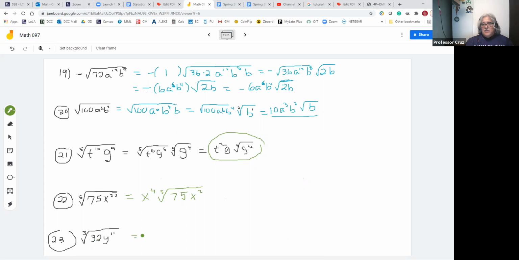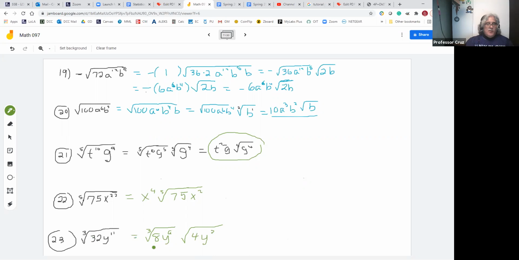All right, so let's see. I'll break this down. 8, y to the 9. Those are the perfect ones. The ones that are staying in are 4 times 8, right? So 4 and y squared. Those are staying in. 4 times 8 is 32.